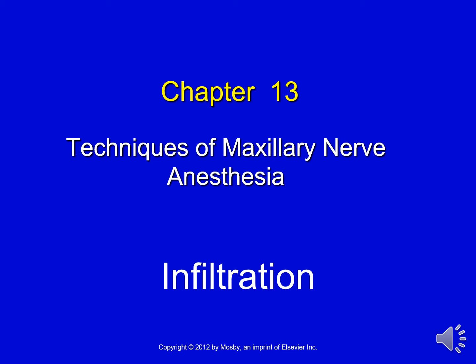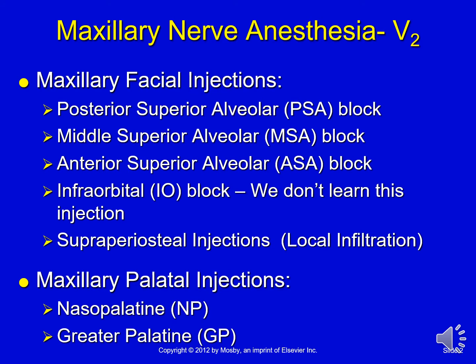This is chapter 13. It's the first in a series of 6, and this is on infiltration. So all of these come off the maxillary nerve, which is the V2. The maxillary facial injections that we'll do everything on that list, except for the infraorbital. We don't learn this, as I've told you, but you do need to know what it is and that there is such a thing. So you may look at it in your book, and we'll touch on it later.